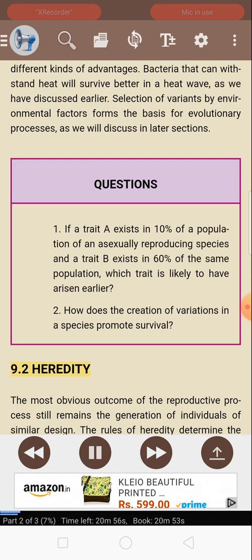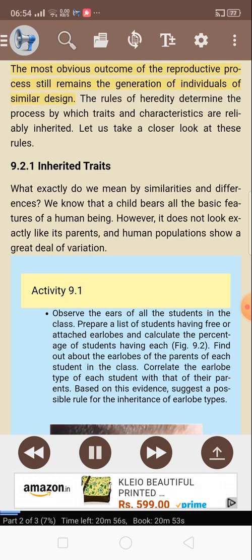9.2 Heredity. The most obvious outcome of the reproductive process still remains the generation of individuals of similar design. The rules of heredity determine the process by which traits and characteristics are reliably inherited. Let us take a closer look at these rules.